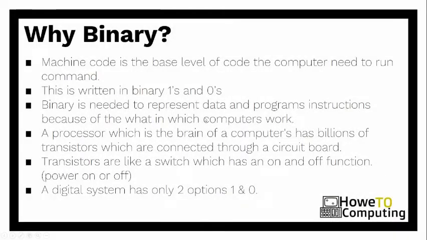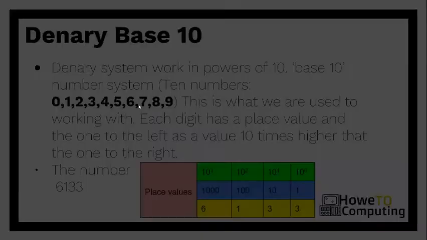So what's binary? Binary is machine code. It's a set of ones and zeros, which represents 1 being on and 0 being off. Binary is used to represent data, programs and instructions within the computer system. Obviously, the computer has a CPU, which has billions of transistors within it. Transistors are little switches, which have an on and off feature, and that's how it represents binary.